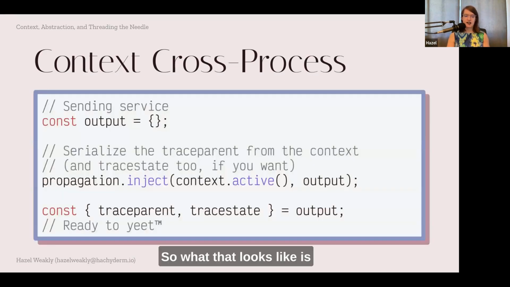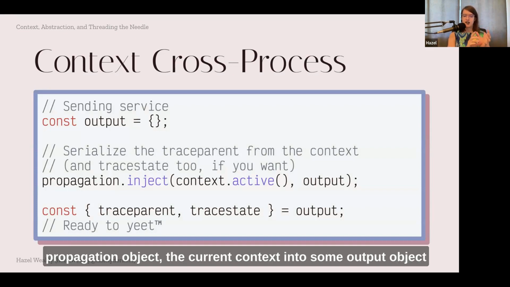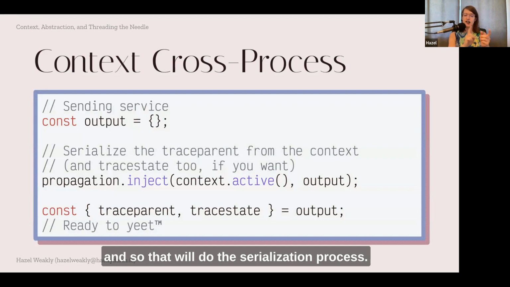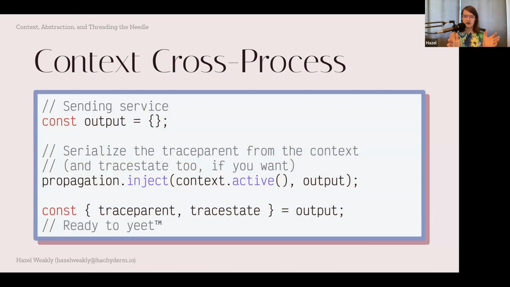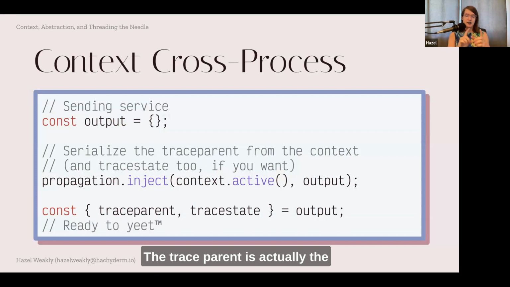So what that looks like is, from the sending service, the sending service is going to inject with the propagation object the current context into some output object. And so that will do the serialization process. And then you'll have a trace parent and a trace state in that output, and you can use that over the internet. The trace parent is actually the only thing that you need.